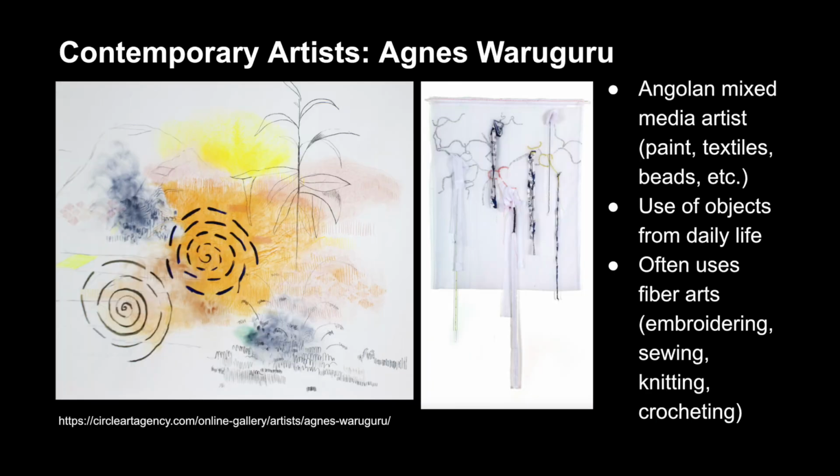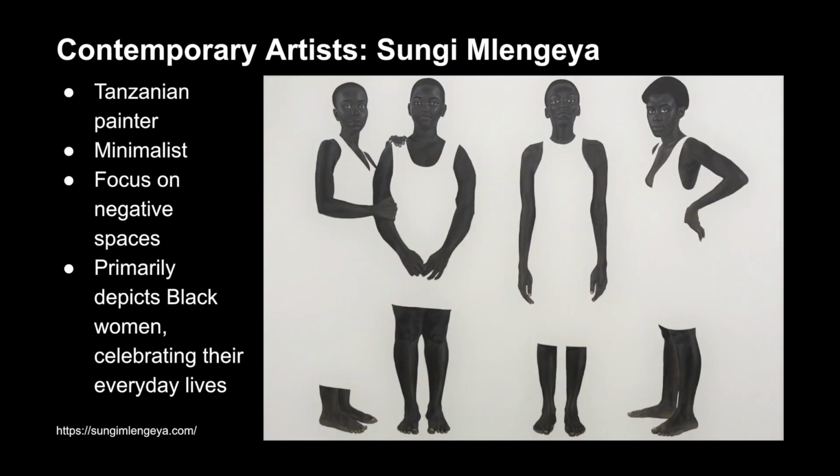Next, we have an Angolan mixed media artist who uses materials like paint, textiles, and beads. The artist utilizes fiber arts with techniques like embroidering, sewing, knitting, and crocheting, and often includes objects from daily life. Now we have a Tanzanian painter who has a really minimalist style and focuses mainly on the negative spaces, depicting primarily black women and celebrating their daily lives.